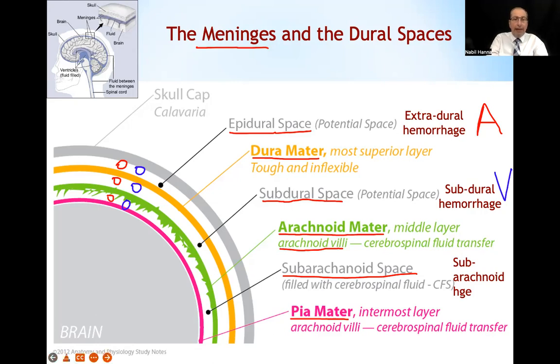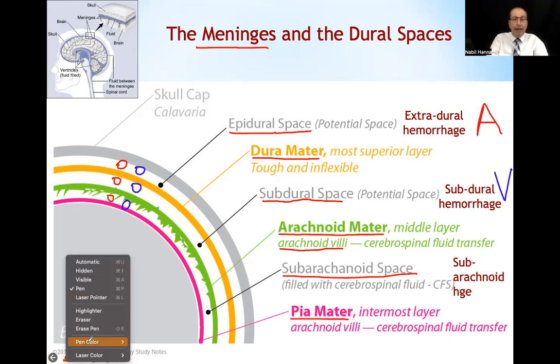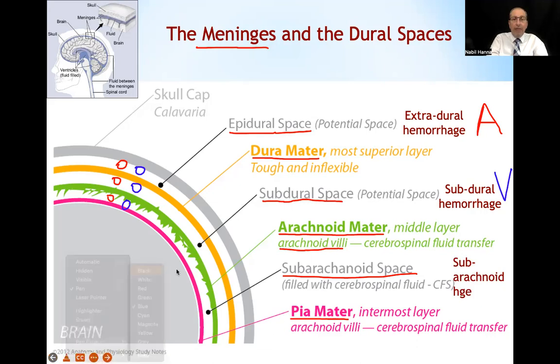Actually, it is arteriovenous malformation, which is an abnormal, direct connection between the artery, the high pressure, thick wall vessel, with the vein, the low pressure, thin wall vessel.